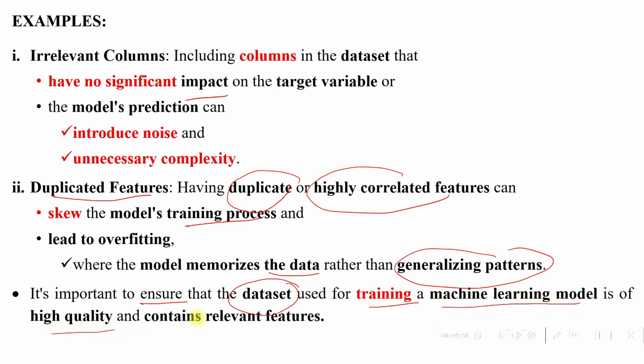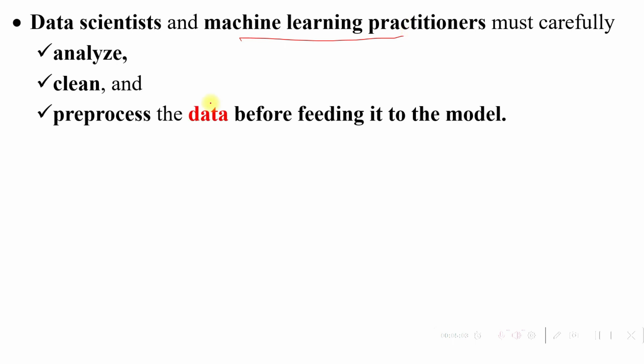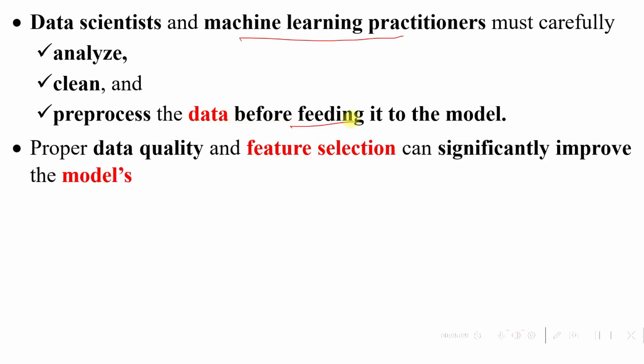It's important to ensure that the dataset used for training a machine learning model is of high quality and contains relevant features. Data scientists and machine learning practitioners must carefully analyze the data, clean the data, and pre-process the data before feeding it to the model.